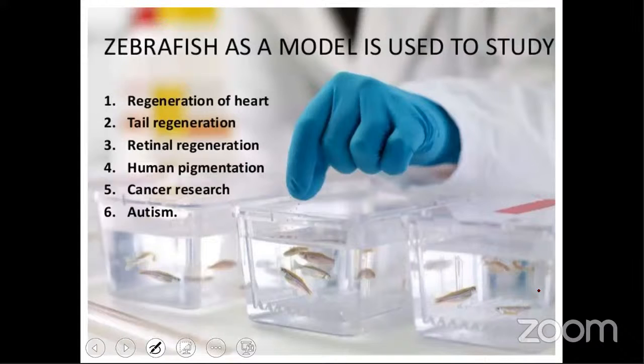So this is the most valuable slide, what I want to say, right? Regeneration of the heart: here it was being used as a model. Tail regeneration, retinal regeneration, human pigmentation, cancer research, autism. These are the areas where the zebrafish was being used as a model for study, right?